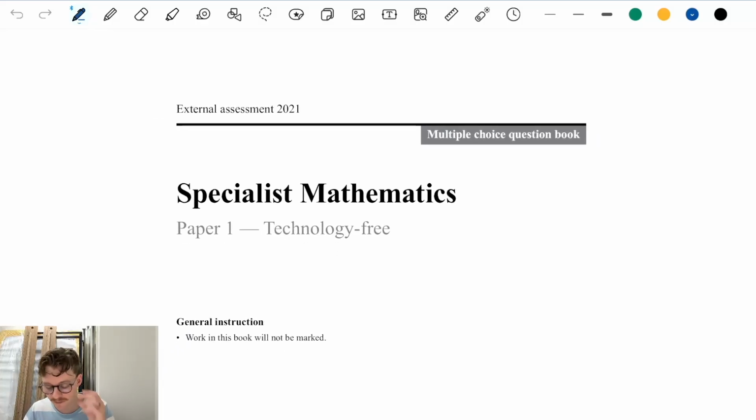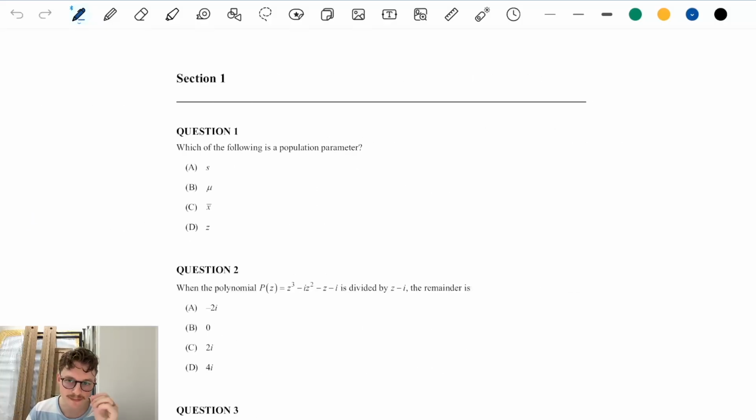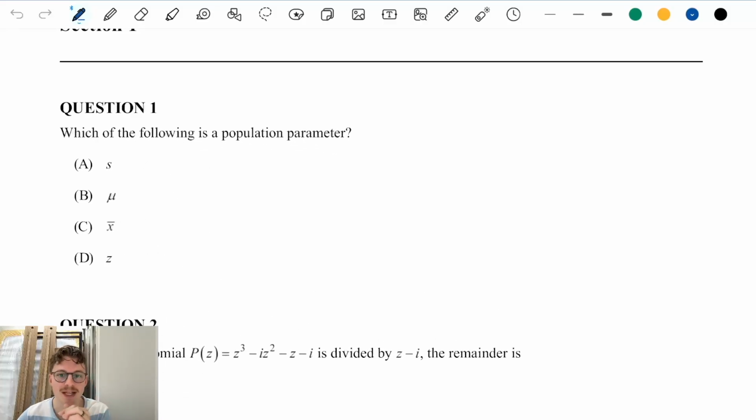And again, if you're looking for multiple choice strategies, I can talk a little bit about some tips and tricks for multiple choice as well. Let's get into it. So, question 1. Which of the following is a population parameter? So we have a statistics question off the bat.